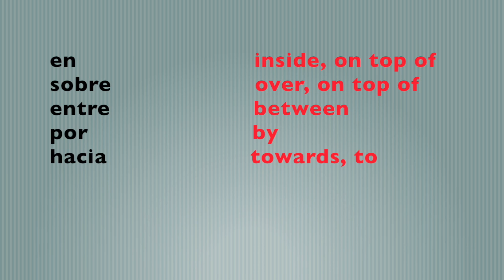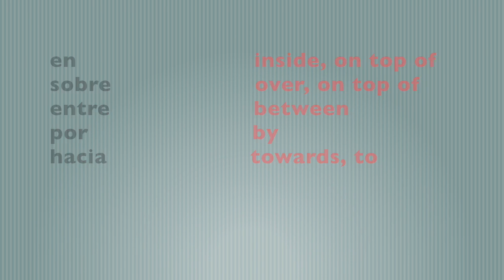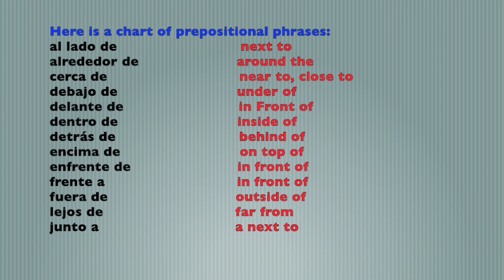So here we have en, which is inside or on top of. Then tenemos sobre, which is over, on top of. Entre dice in between. Por, by. Hacia, towards or to. Now, here's a chart of prepositional phrases.